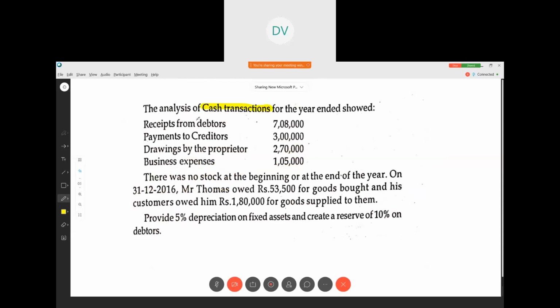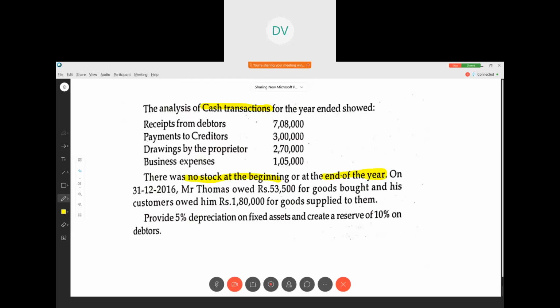Receipts from debtors. Okay, from debtors we received. To creditors we made the payment. Drawings by the proprietor. Business expenses. So these are the cash transactions. Clear? There was no stock at the beginning, so there is no opening stock, or at the end, so there is no closing stock.